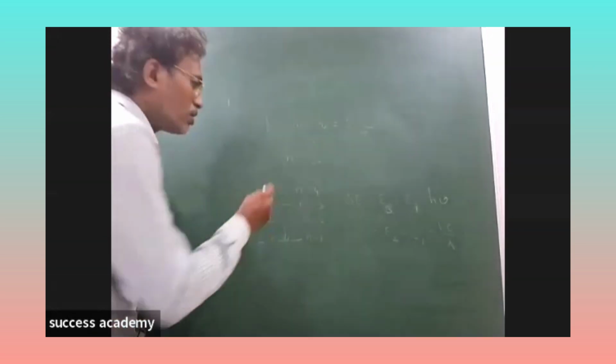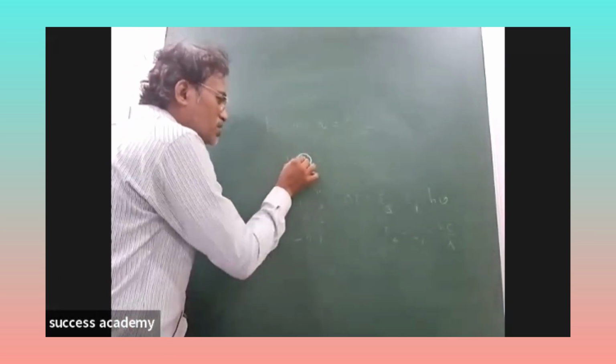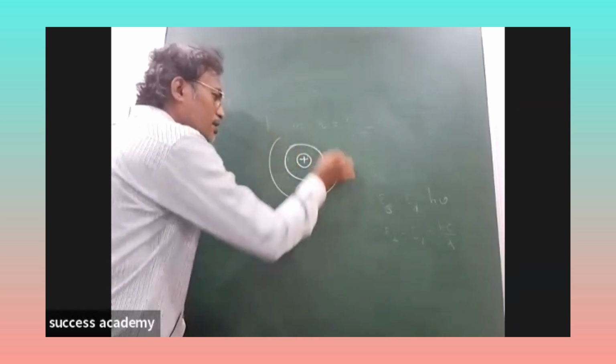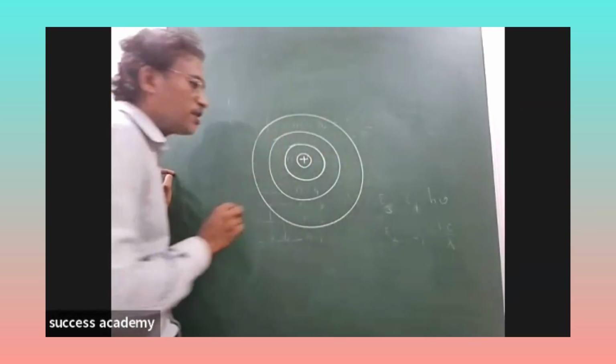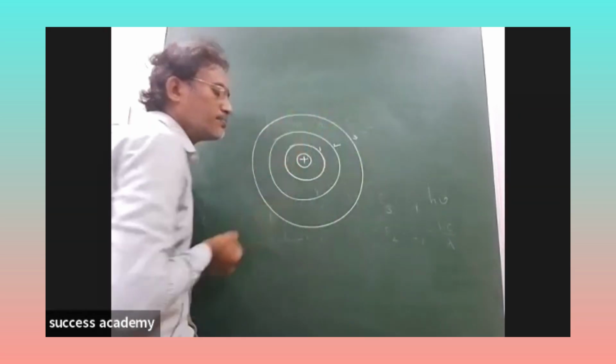Radius of the nth orbit. How do we consider this? This is the nucleus. The positively charged center is called the nucleus. First orbit, second orbit, third orbit. Like this, a number of orbits are present. This is the first orbit, second orbit, and third orbit.